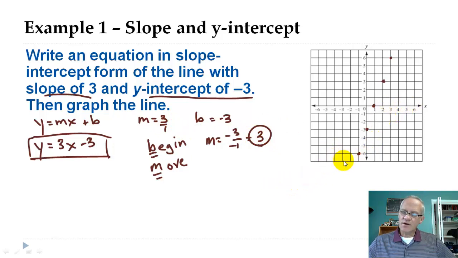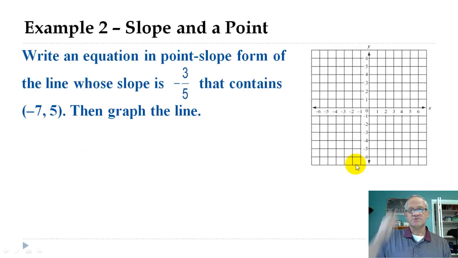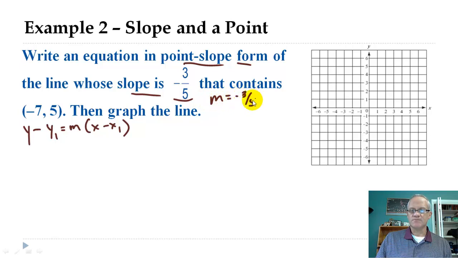Okay, so let me try to draw the line here best I can. Not too bad. And that's our line. Okay, slope and y-intercept. Second example, we want to do point-slope form. So remember, this is y minus y1 equals m times x minus x1. That's the point-slope form. What's the information that I have here? The slope is negative 3/5. So m is negative 3/5.